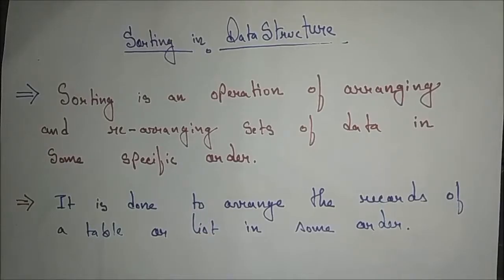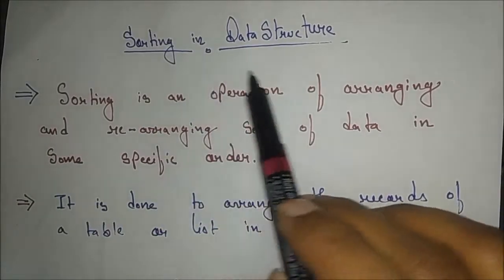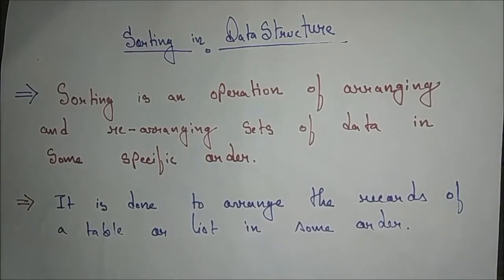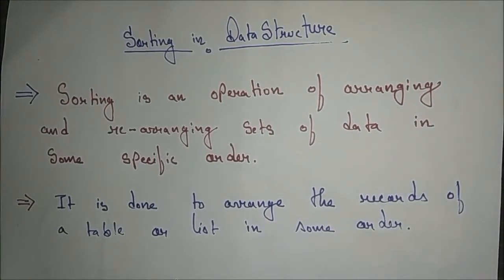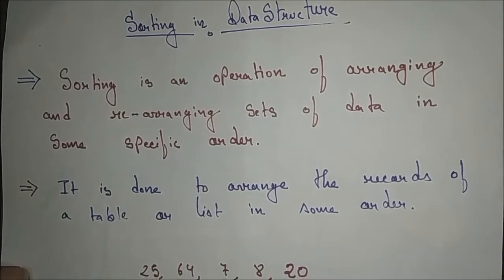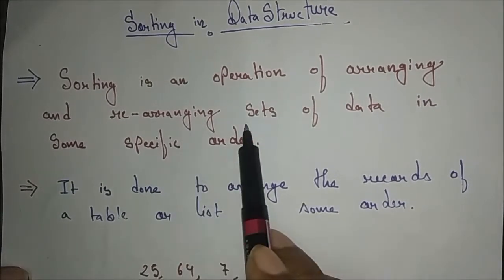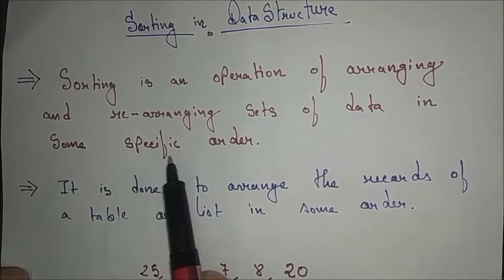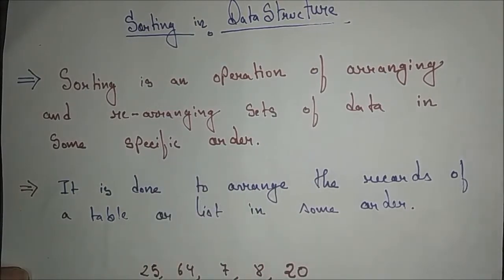Hello everyone, in this video we'll see about sorting in data structure and the types of sorting. Now what is the definition of sorting? Sorting is an operation of arranging and rearranging sets of data in some specific order. It's a method of arranging the elements in some specific given order.